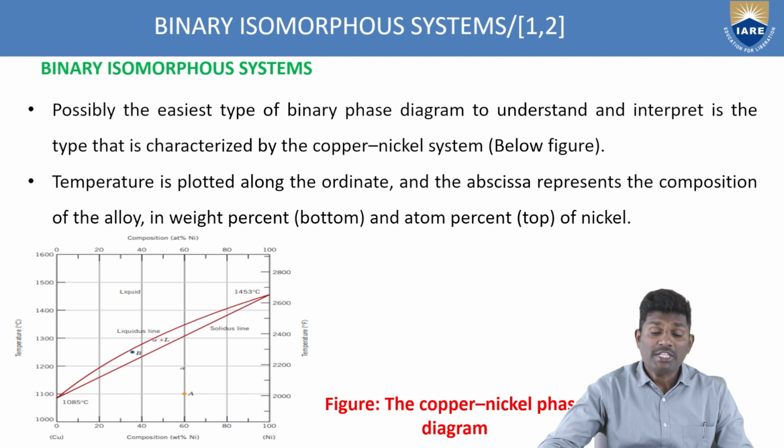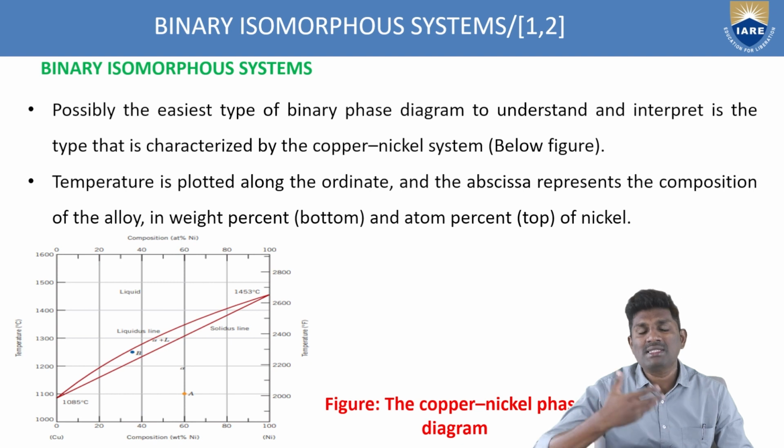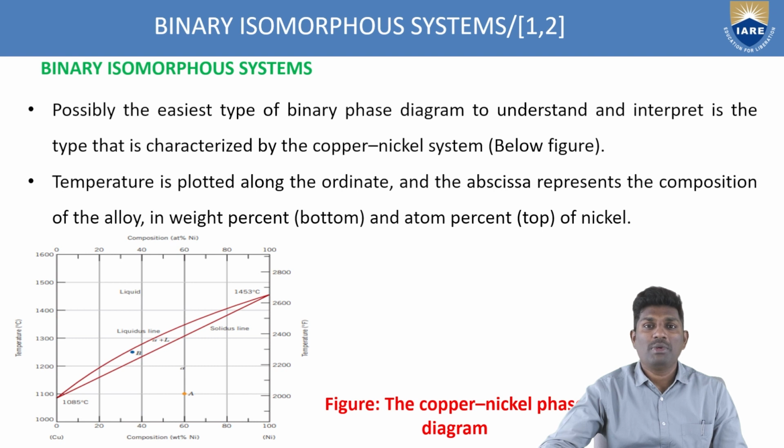Next, binary isomorphous system. Possibly the easiest type of binary phase diagram to understand and interpret is the type that is characteristic of copper and nickel. If you take the copper and nickel example like this, you have different types of examples. You can take combinations of different compositions and easily draw the phase diagrams, and you can easily tell how many types of phases you have, at what temperatures and at what compositions the metal is changing, and what the solubility limit is. Everything can be obtained with the help of the phase diagram.